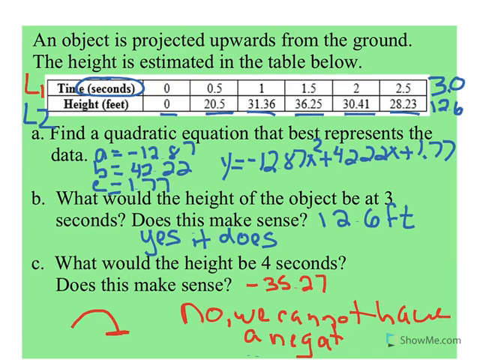Again, if we were talking about going below water, that's different. That could potentially be negative. However, we're talking about the ground here. So no, we cannot have a negative height.